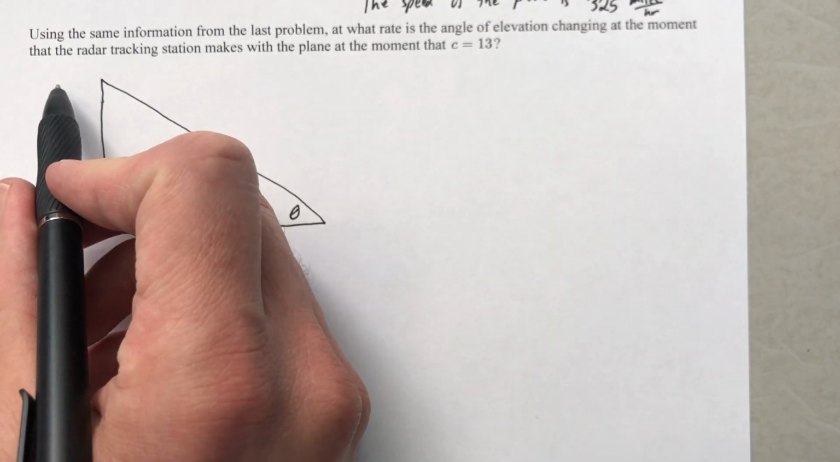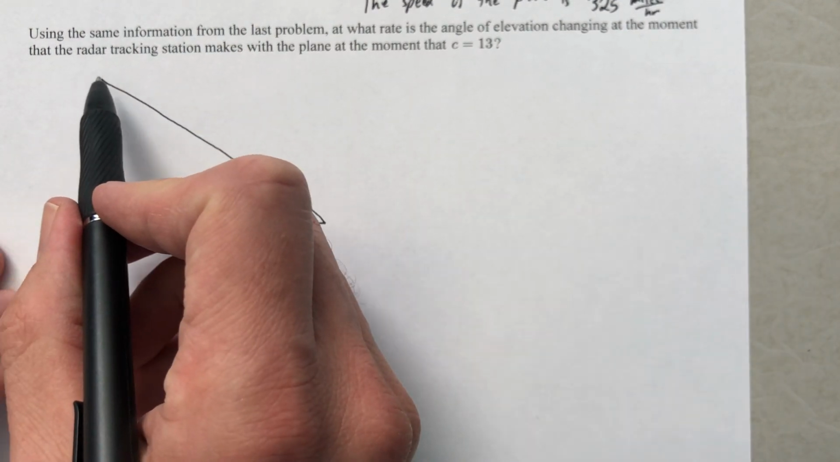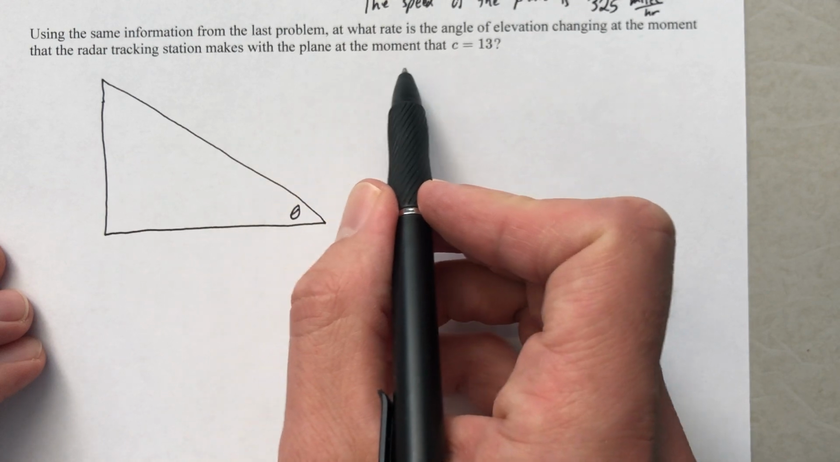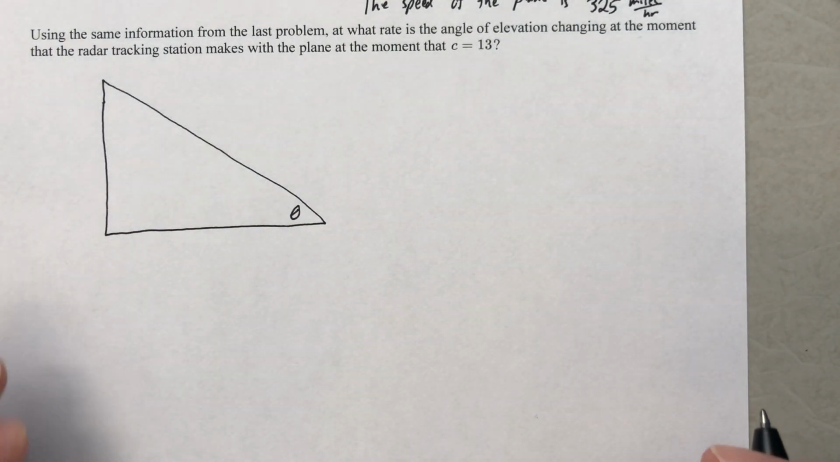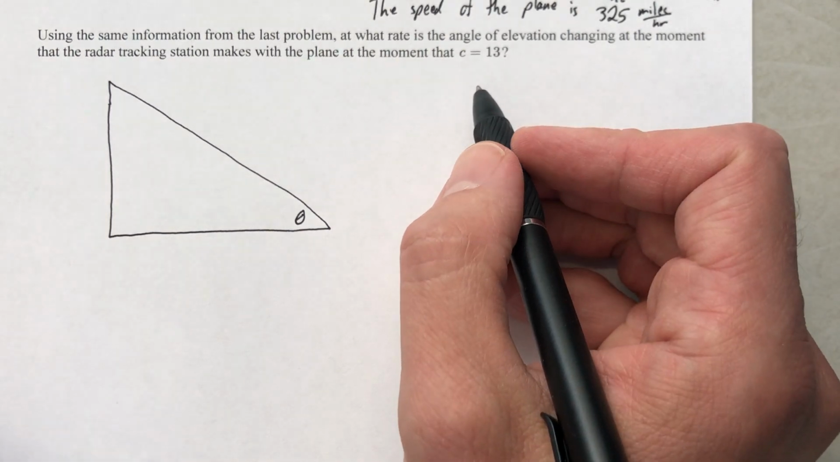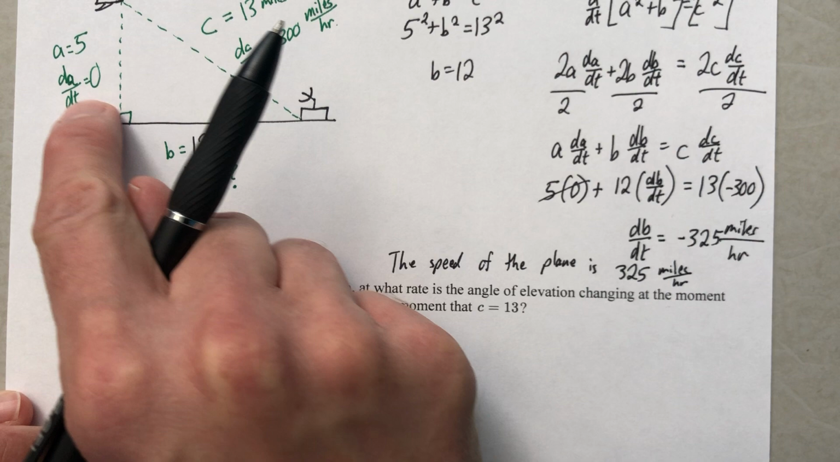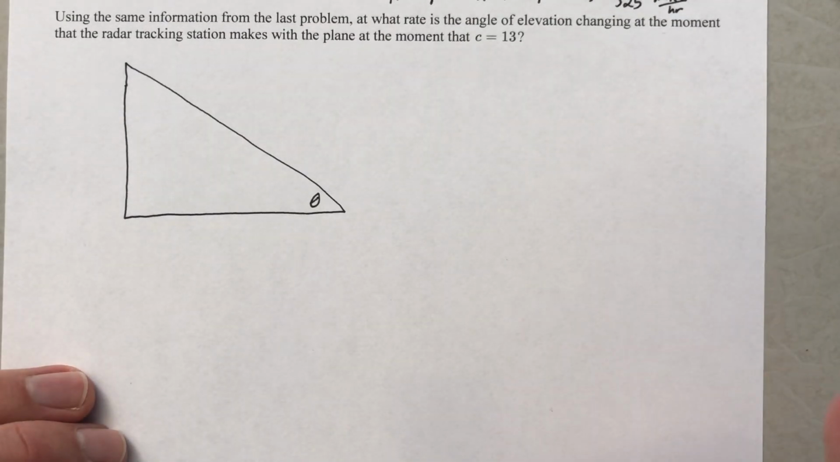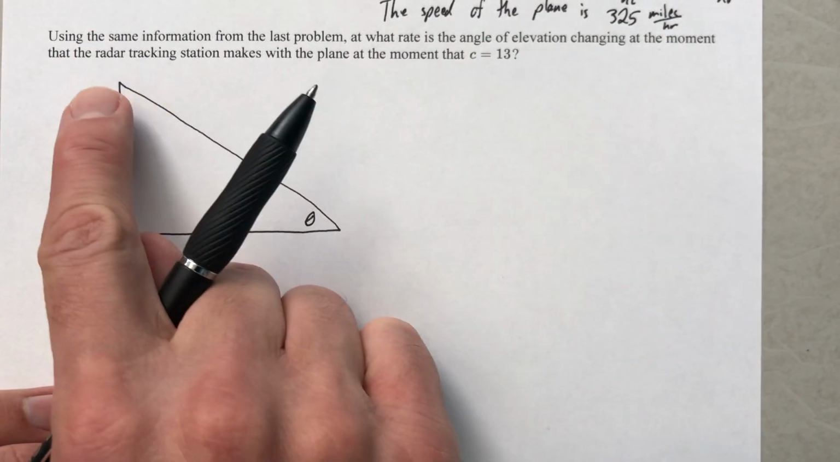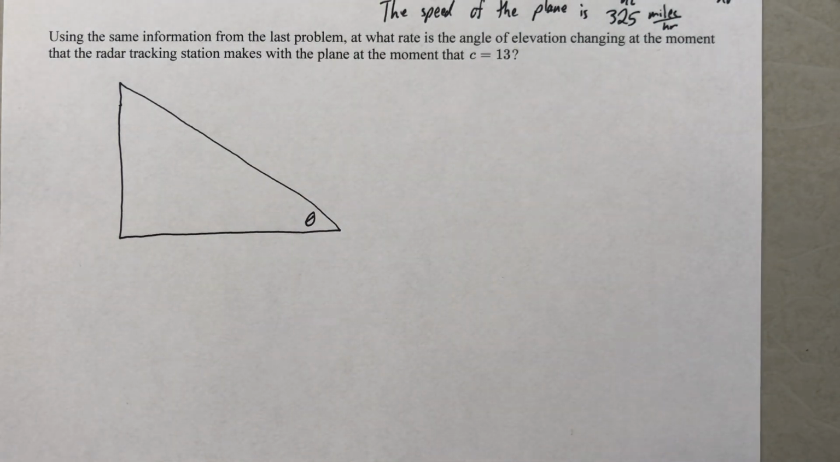At the moment that the radar tracking station makes with the plane, wow, that's not very well worded. All right, we'll fix that in the future, but in the meantime, we want to basically use the same information as when C equaled 13, which is all the stuff that we had here. I had to read that a couple times. But basically, we have tons of information at our disposal.